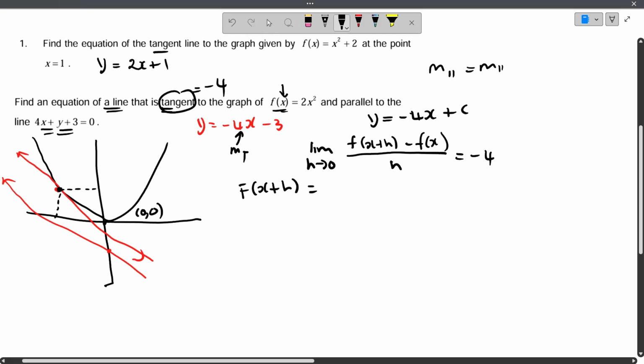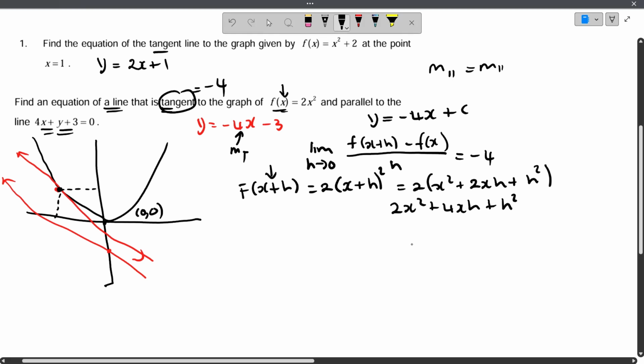wherever I see x, I will substitute this here, right? So I'll have 2, then I have (x + h) squared. Then if I expand the bracket, I'll have x squared plus 2xh plus h squared. Therefore, if you distribute the 2 inside, you will have 2x squared plus 4xh plus 2h squared.